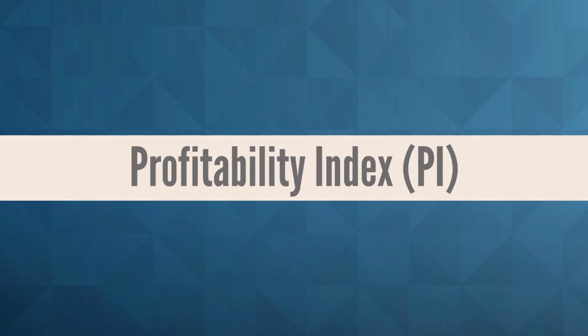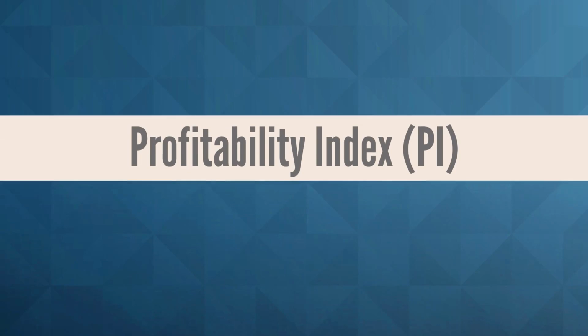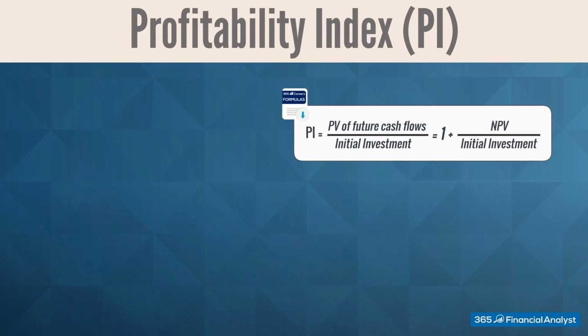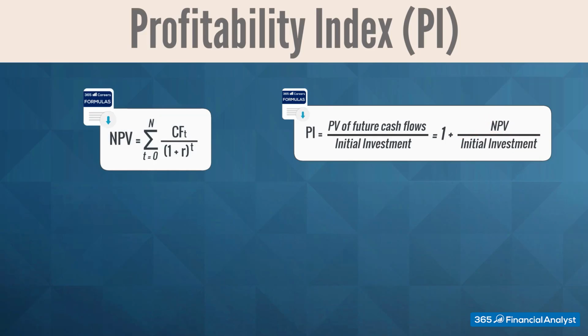Profitability Index, or PI, is the last measure we need to discuss in terms of evaluating capital projects. To obtain it, we divide the present value of a project's future cash flows by the initial investment. As we can see, the measure is closely related to the net present value. That's why the PI can be expressed using the NPV. We add 1 to the ratio between NPV and initial investment, and voila! We've got another way to obtain the profitability index.